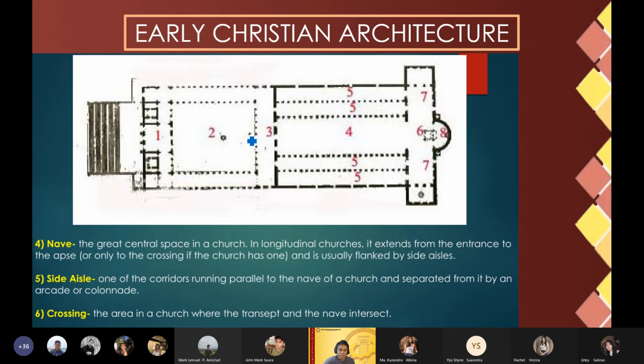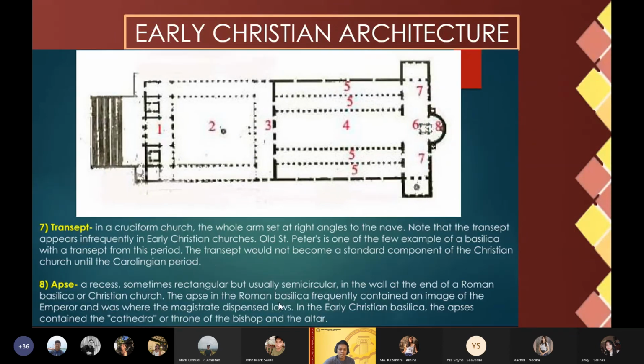Aside from the hallway, there are also the pews. The term is pews, the seats. Then the side aisle or the aisle. Some of the bigger churches have 2 aisles. So these number 5 are aisles. Number 6 is the crossing or what we call bema.